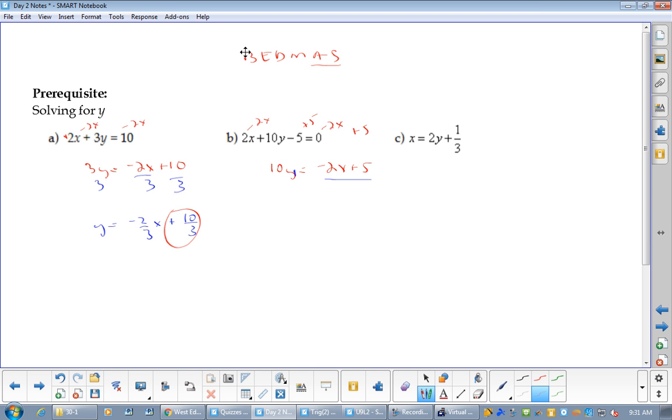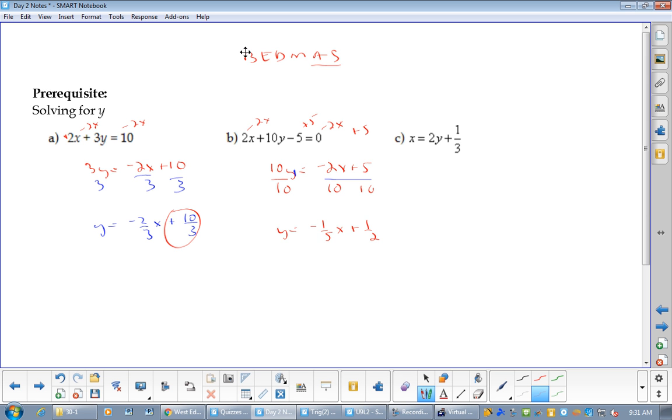What do I do next? Okay, and make sure you get everybody. So y will equal negative 1/5 x plus 1/2.